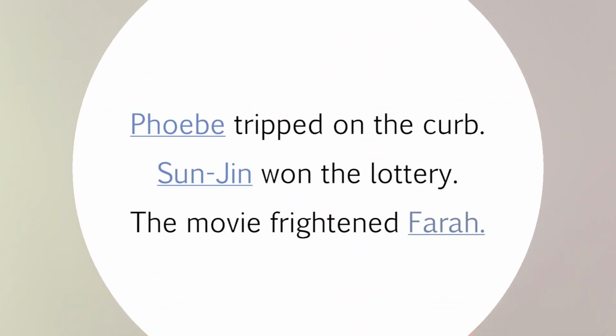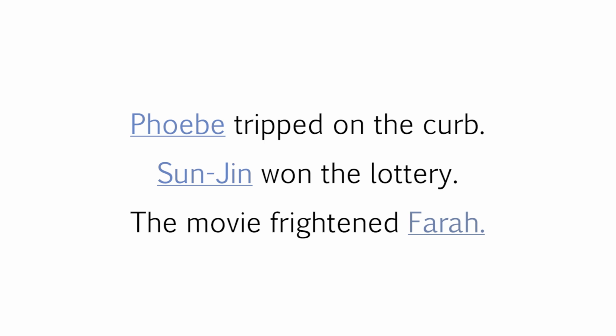Let's look at the human participants in these sentences. Phoebe tripped on the curb. Sunjin won the lottery. The movie frightened Farah. If Phoebe tripped on the curb, it doesn't seem quite right to label Phoebe as an agent. Presumably she didn't choose to trip on the curb. Even if she is aware of the tripping, she isn't really the cause of the tripping event, the curb is. And no matter how badly you might want to win the lottery, you can't really cause it to happen. So Sunjin isn't a great example of an agent either.